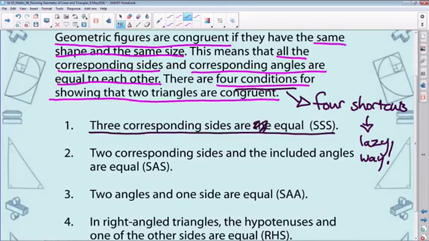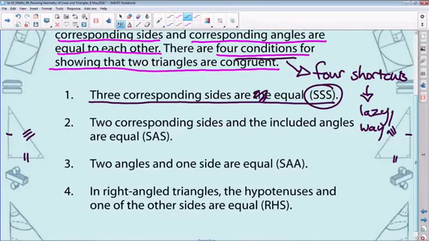Three corresponding sides are equal. So that means this side would be equal to this side, and this side would be equal to this side, and this side would be equal to this side. And what is the reason you give? Side, side, side. Now another one to use is two corresponding sides and the included angle.